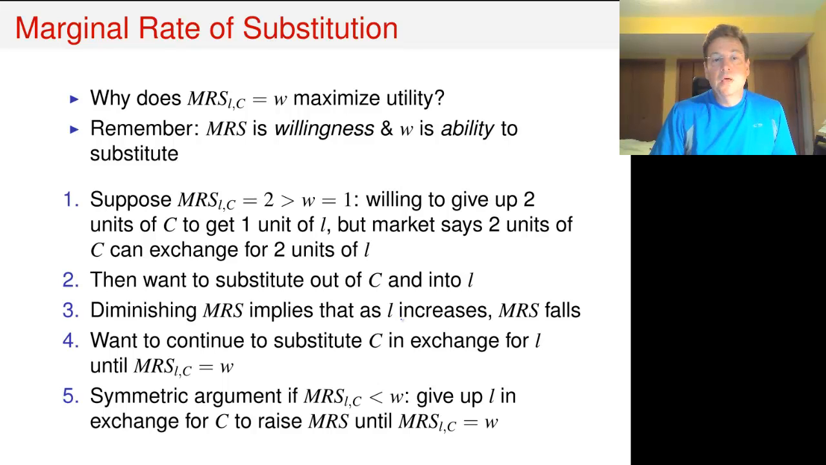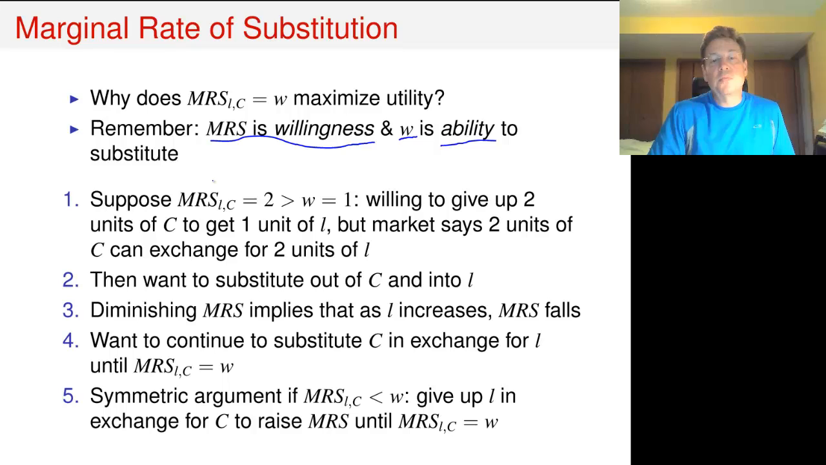So why is it that equating the marginal rate of substitution to the wage maximizes utility? Here I think this language is really important. The marginal rate of substitution is the willingness to substitute. The wage is the ability to substitute. So suppose they weren't equal. Again, we're using the same logic that we used on the firm side for profit maximization.